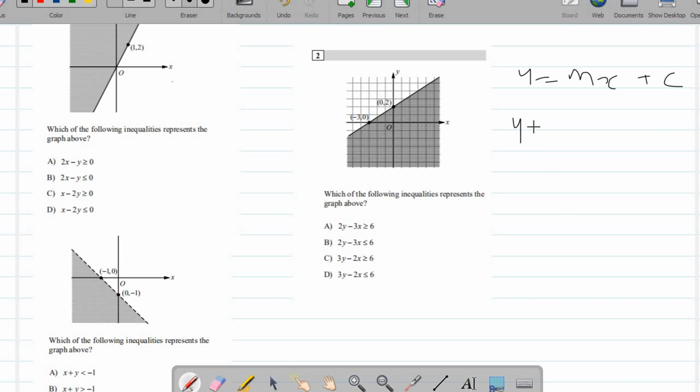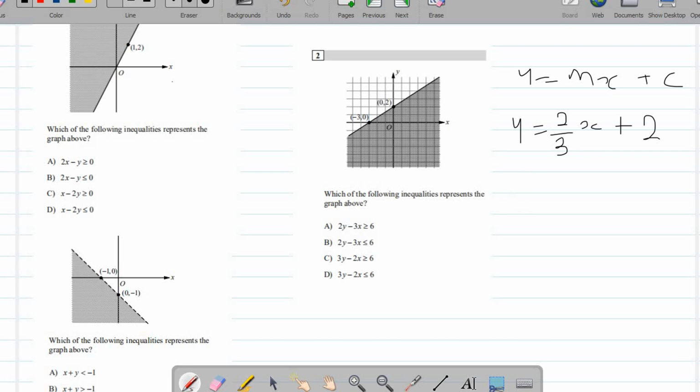So we have y. What is m? M is y2 minus y1 over x2 minus x1. That's 2. Y2 is 2 there. 2 minus 0, and then 0 minus -3. 0 minus -3 is 0 plus 3. That's 3. So 2/3. Okay, 2/3x plus c. Now the c is where it cuts the y-intercept, which is 2. So we have 2/3x plus 2.